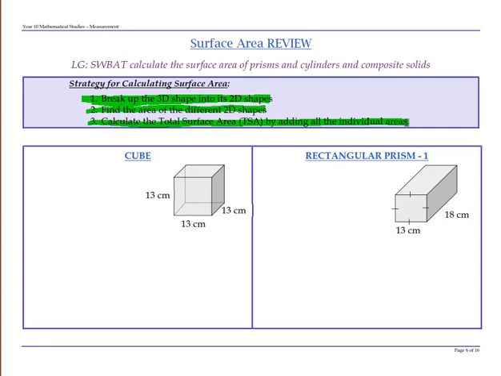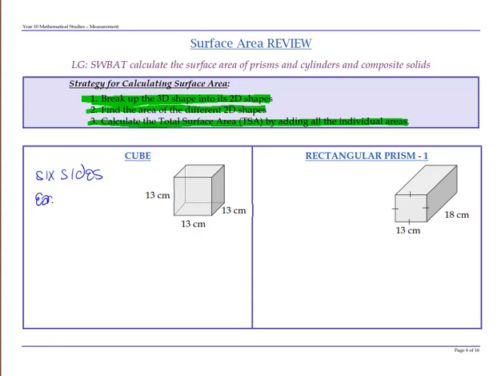So one way to think about surface area is how much paint you would need if you wanted to paint the shape. So in the first example here, we've got a cube. Now a cube, every side is equal. So to find the surface area, we think, well, how many sides have we got? In a solid cube, we have 6 sides. Okay, so it's 6 sides.